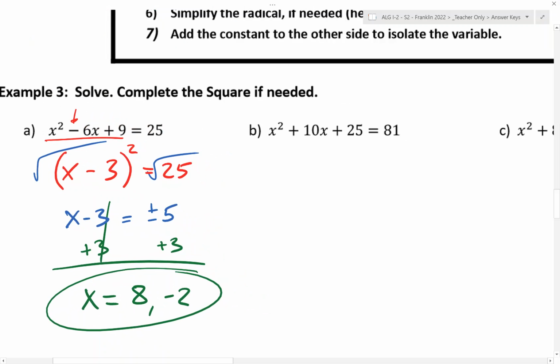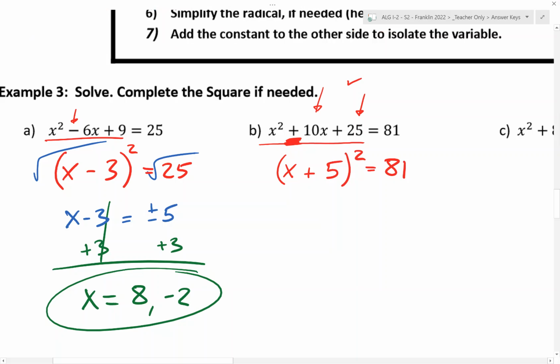For example B, again, we need to check our trinomial. So 10 divided by 2 is 5. 5 squared is 25. So it works out. So we can just factor it. So we get x plus, because of the positive sign here, the square root of 25 is 5, and equals 81.